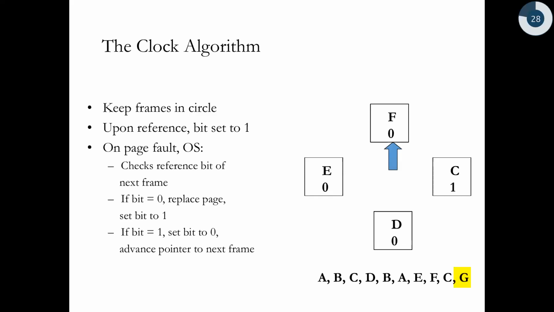Yeah, take a look one more time at the slide if you are confused, but I think it should be very much straightforward. Just follow that rule. If bit is 0, replace page and set bit to 1. If bit is 1, set bit to 0 and advance the pointer to the next frame.